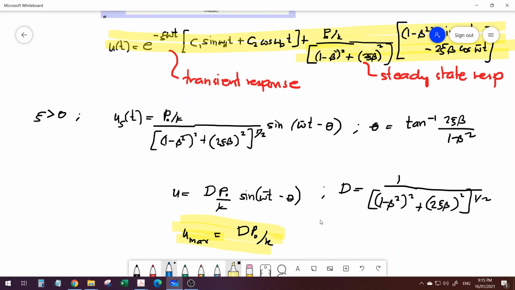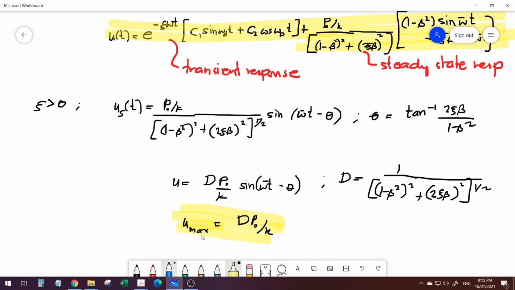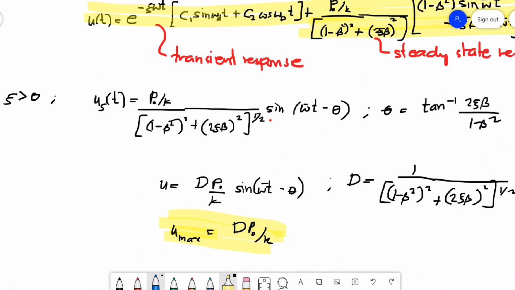So this is what I was saying before, that if you do the static analysis, your U is P naught over K. Ito yun. And simply multiply mo lang siya sa D. That is your dynamic amplification factor. Then you will get the maximum response of your structure. And the dynamic amplification factor is simply this one.